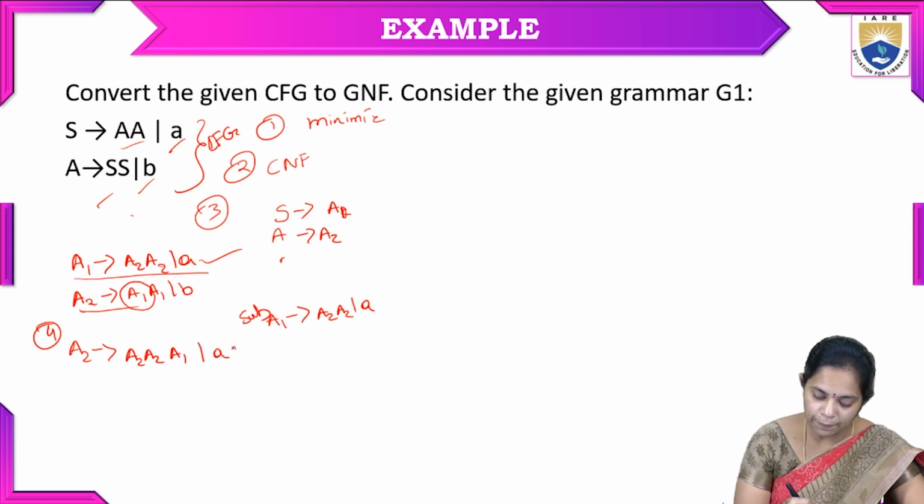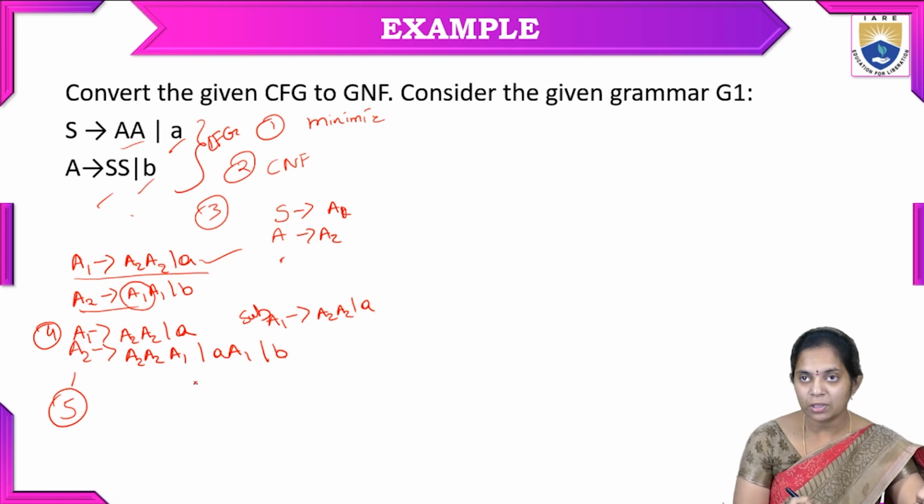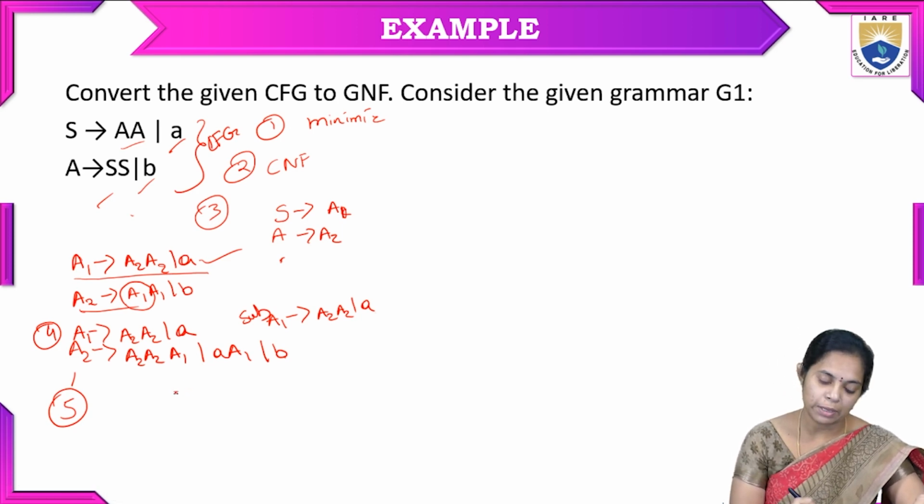So here A1 and B. We have substituted only the A1 value, and we have the production rule like this. In this one we will check, and we will write A1 also: A1 tends to A2 and A. In the fifth step we will check whether these conditions are matching the Greibach normal form or not.